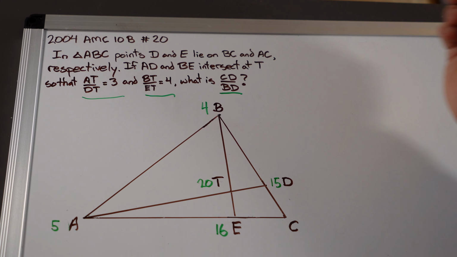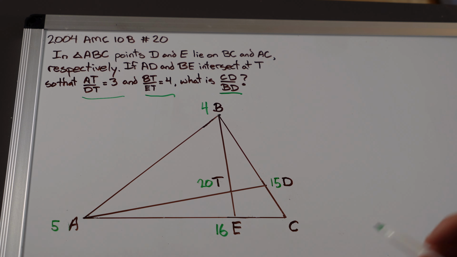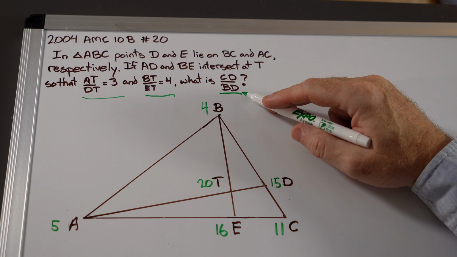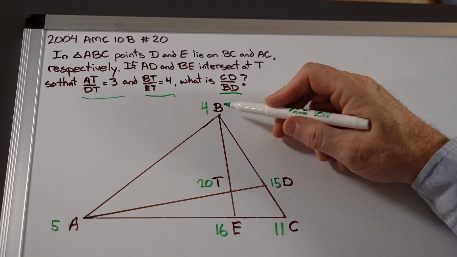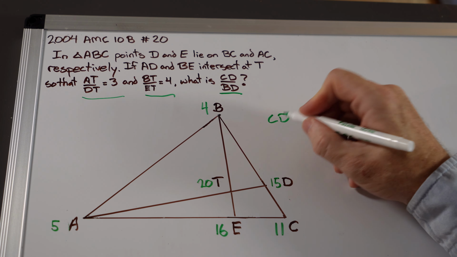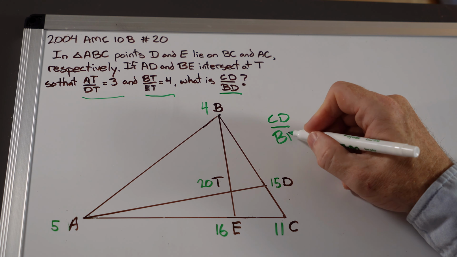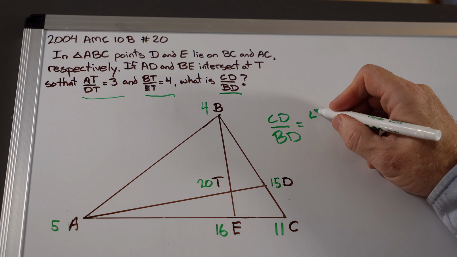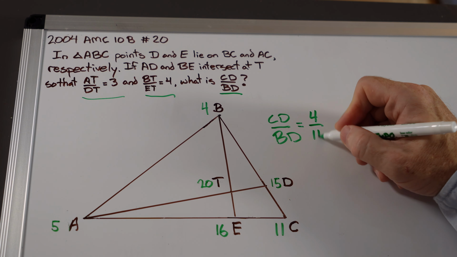Finishing, we want to solve for the ratio of CD to BD. Looking along segment AC, if it balances at E with a mass of 16, C must have a mass of 11. And then we can finish the problem. The masses are in the ratio of 4 to 11, so CD over BD must be in the inverse ratio, 4 to 11.